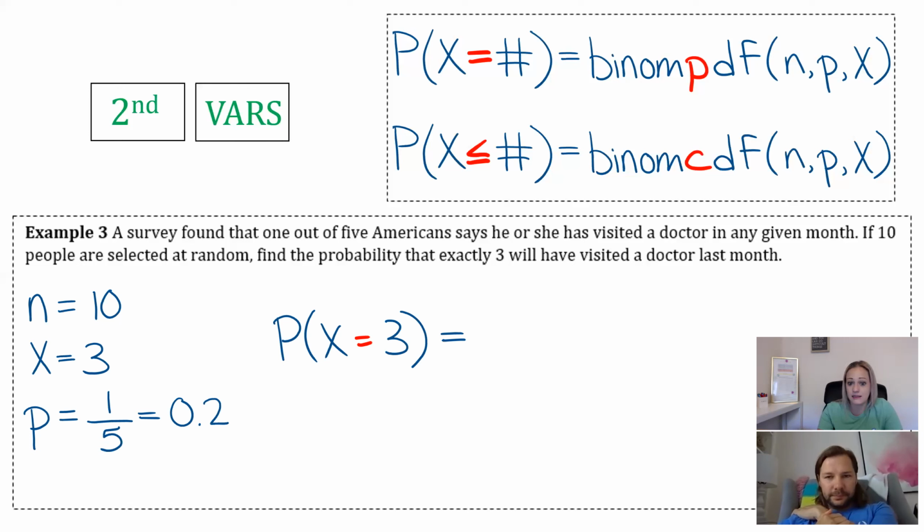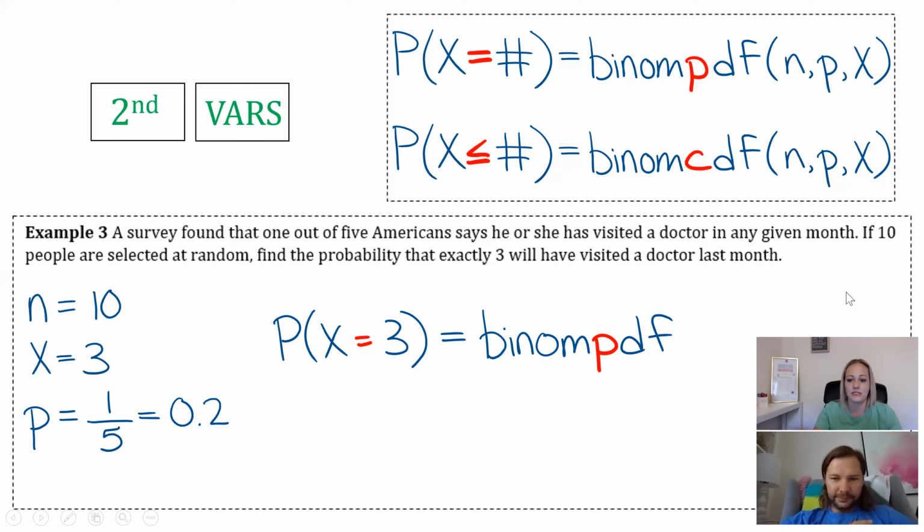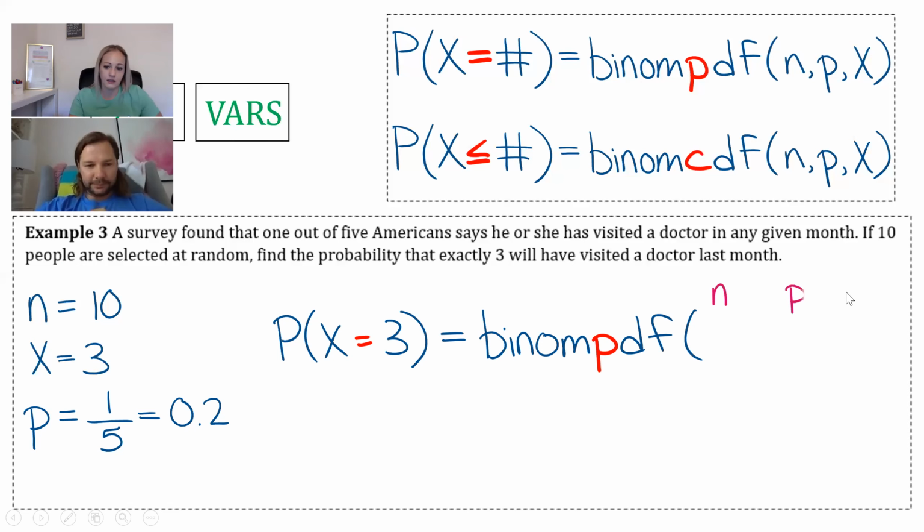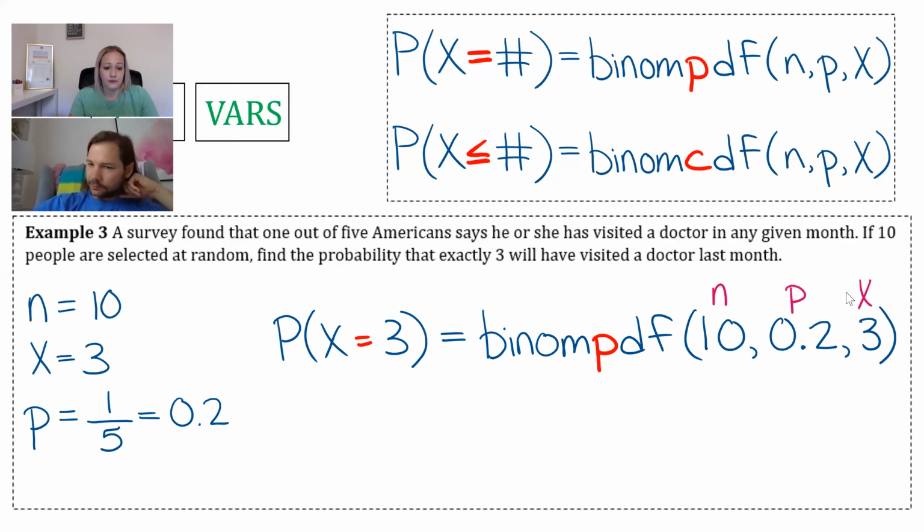Since this isn't an at-most or at-least case, do we want binomial PDF or binomial CDF? PDF, because we want exactly that. Good, so we want binomial PDF, and then we just need to tell the calculator N, P, and X, and they have to be in that order. So it'll be 10, comma, 0.2, comma, 3.